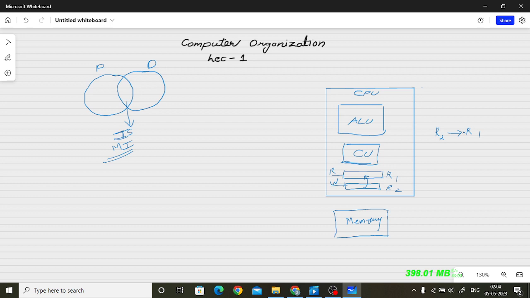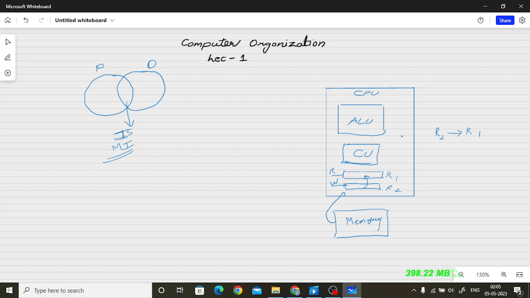The data present in the register R2 will move to register R1. Okay, so likewise the data is moved from this memory to the registers, and through the instruction register the data is moved to the ALU for the processing.